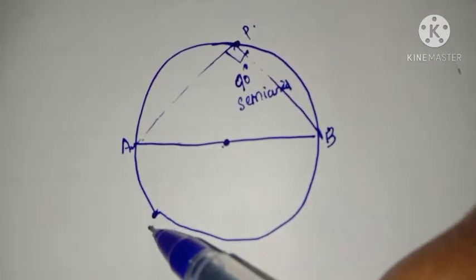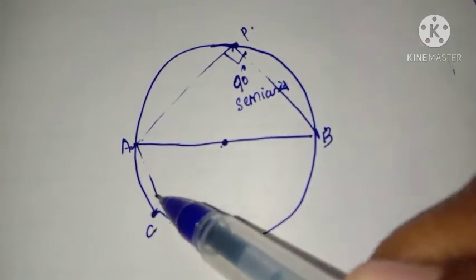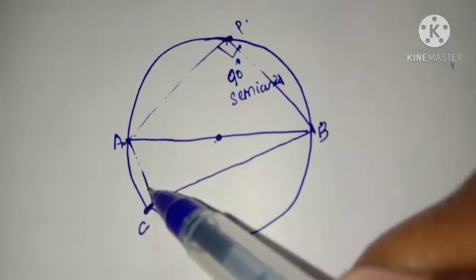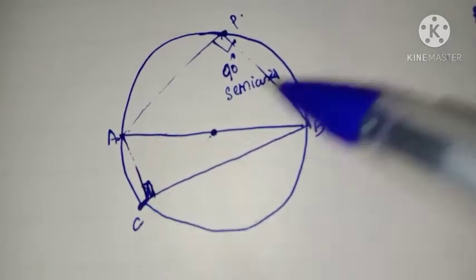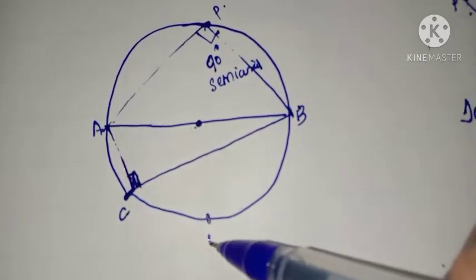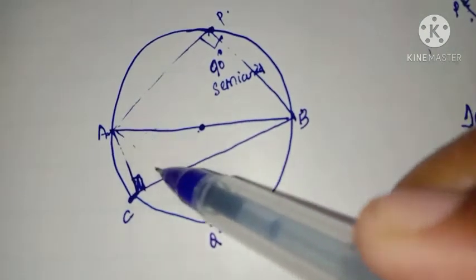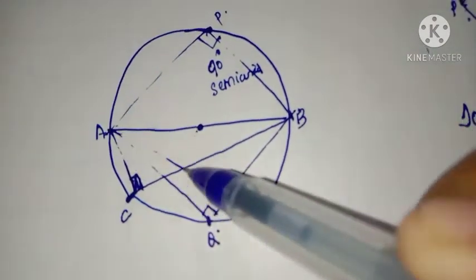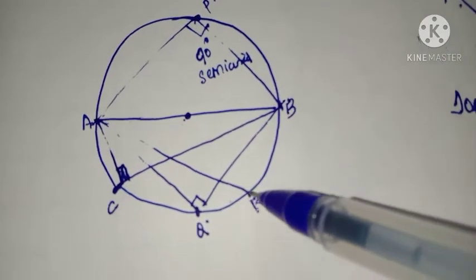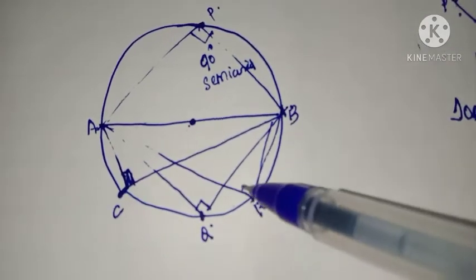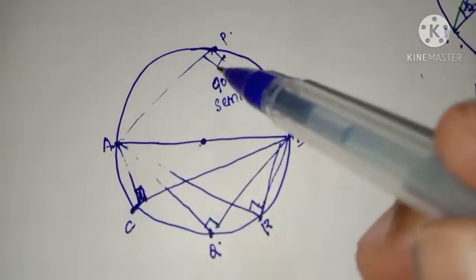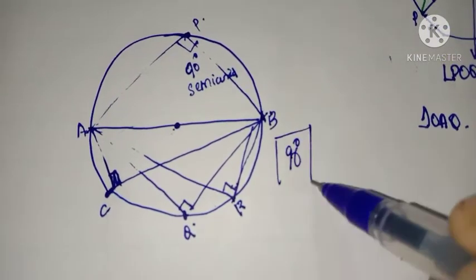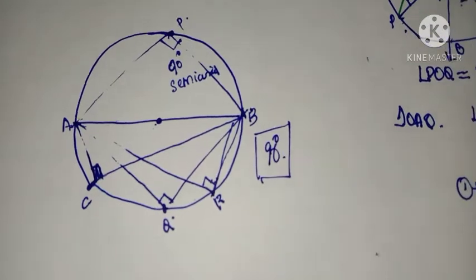If you take a point C in the semicircle and make an angle ACB, this angle is equal to 90 degrees. If you take this point Q, then angle AQB is 90 degrees. If you take another point R, then angle ARB is 90 degrees. So the angle in a semicircle is 90 degrees. This is another result.